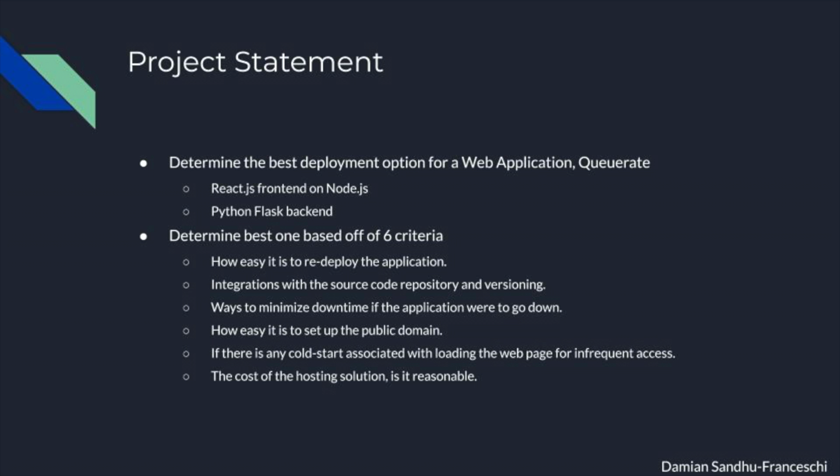These 6 criteria were how easy it is to redeploy the application, are there integrations with the source code repository and versioning, are there ways to minimize downtime if the application were to go down, how easy is it to set up the public domain within these services, is there any cold start time associated with loading the web page for infrequent access, and is the cost of the solution reasonable? This one's obviously a major one. You don't want to host a simple application on something that's going to charge you $50 a minute to host it on. Alright, so next slide.